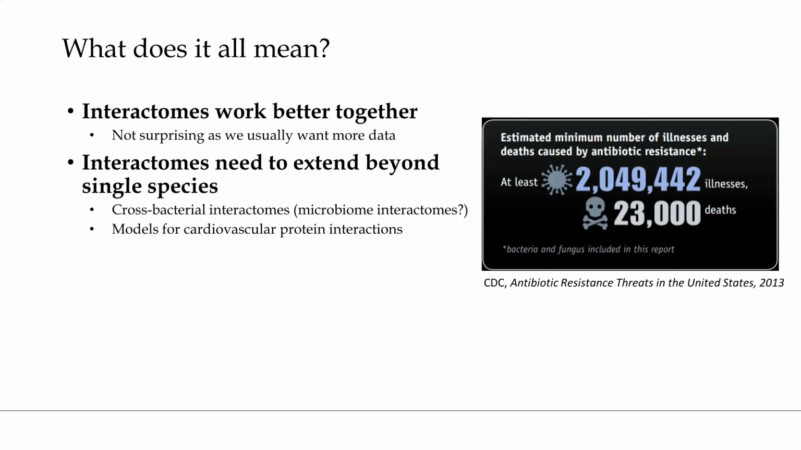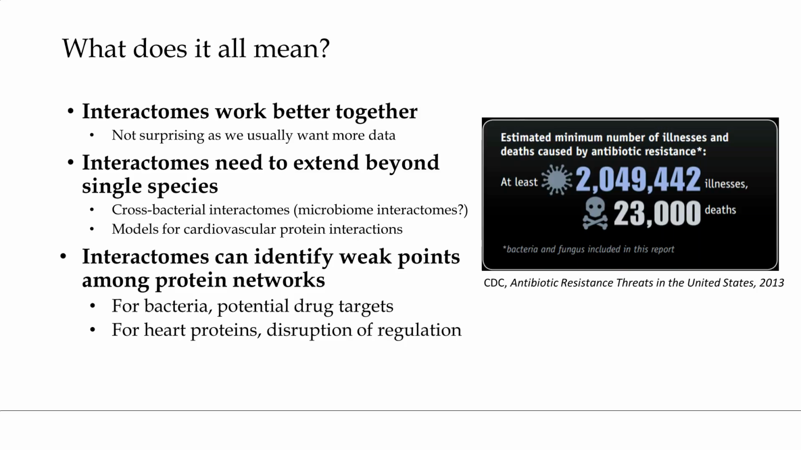They can also identify weak points among protein networks. We know this because some interactions tend to be more critical to a network than others. For bacteria, these may represent things like potential drug targets. For heart proteins, these may be individual proteins where, when disrupted, you're disrupting entire regulatory pathways that are essential to cardiac function. So networks really help to reveal those kinds of things. I've also shown a reminder that antibiotic resistance is a growing problem, so let's not forget about bacteria either.